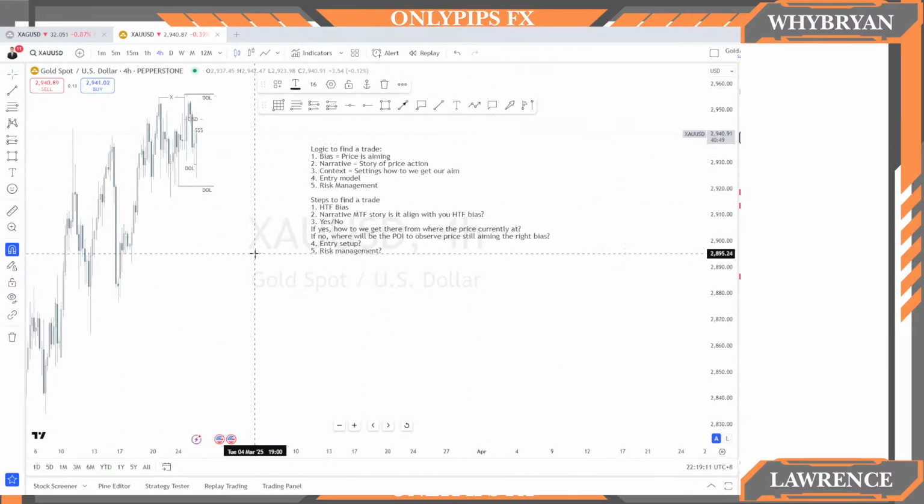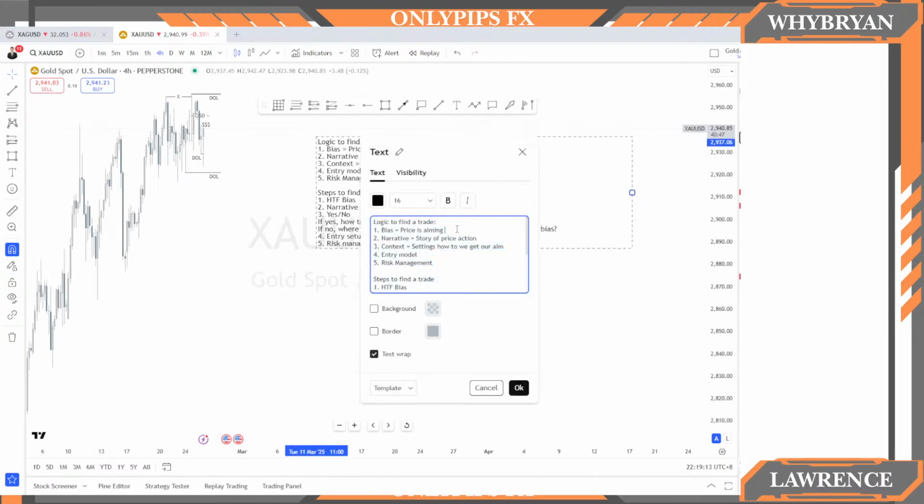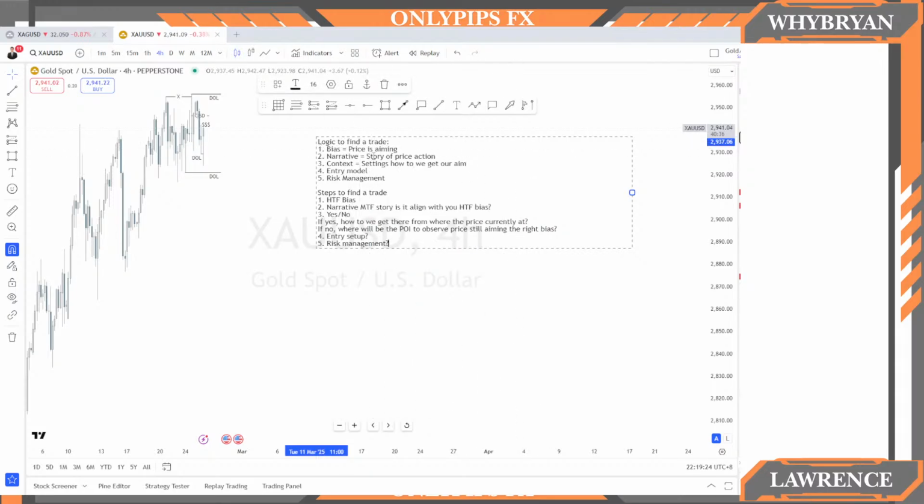Okay, so the first thing, we have this bias. The first one is bias: the price is aiming for this. Second is the story of price action, the narrative itself.